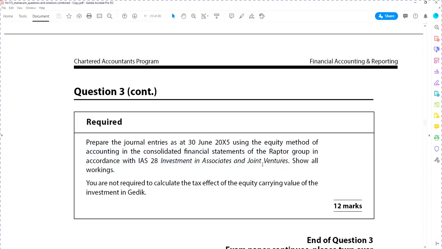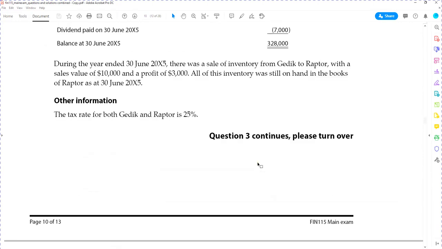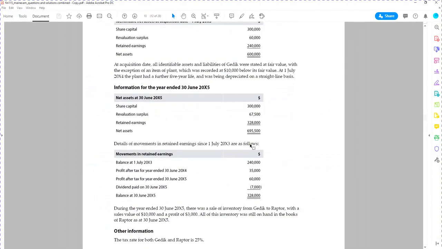Show all workings. I did a pretty good video explanation on this in the module courses above, talking about what the equity method of accounting is. I recommend watching those videos so you get a better understanding of the different types of consolidation. Go and watch that first so you understand it, and then once you've watched that, come back and we'll go through the method of how to approach this.